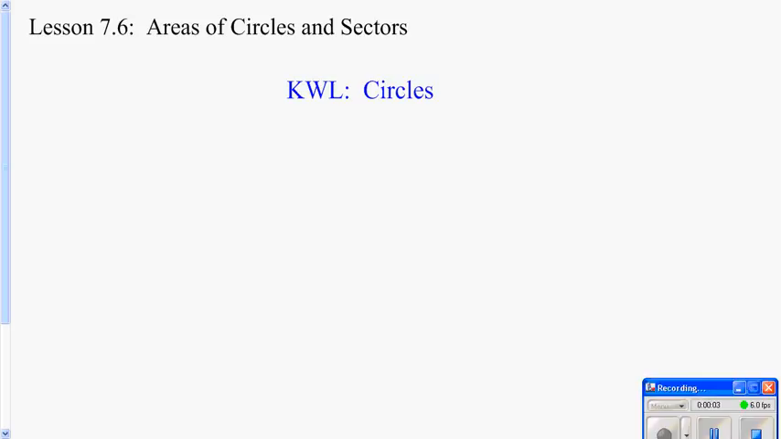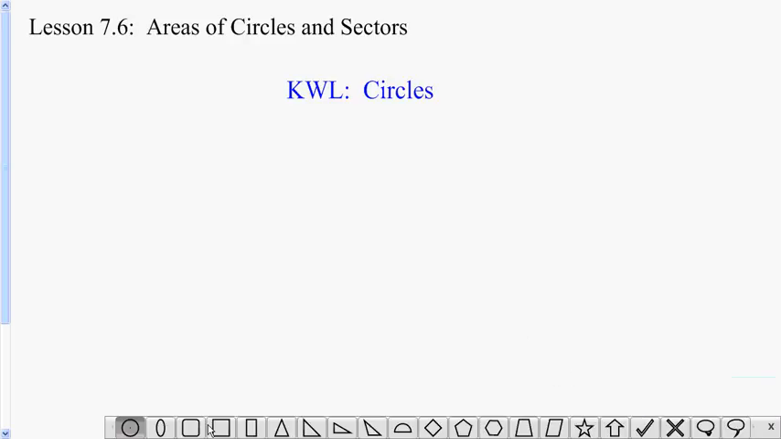Lesson 7.6, Areas of Circles and Sectors. Let's do a quick review of what we know about circles.